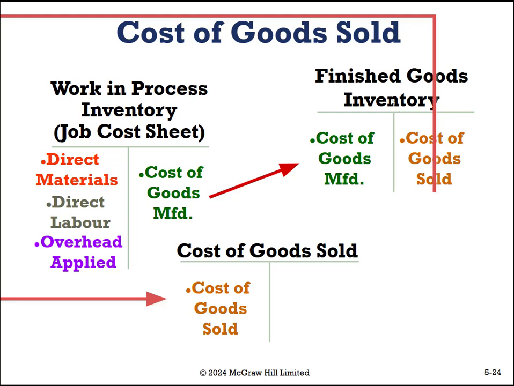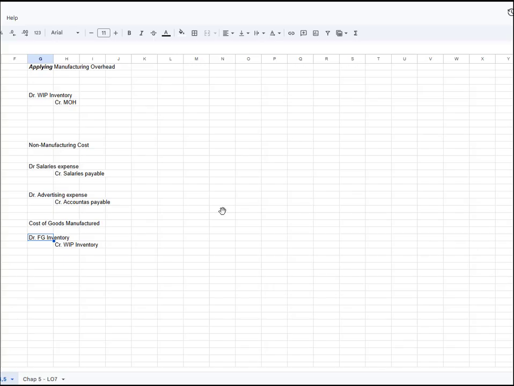Now we have our finished goods inventory. When we actually sell it, we reduce our finished goods inventory and we put it to the cost of goods sold on our income statement. So, the last journal entry of the video, cost of goods sold. This should be familiar. We would first recognize the sale, the accounts receivable for the sale. And then we would also recognize the cost of goods sold and the reduction of our finished goods inventory.